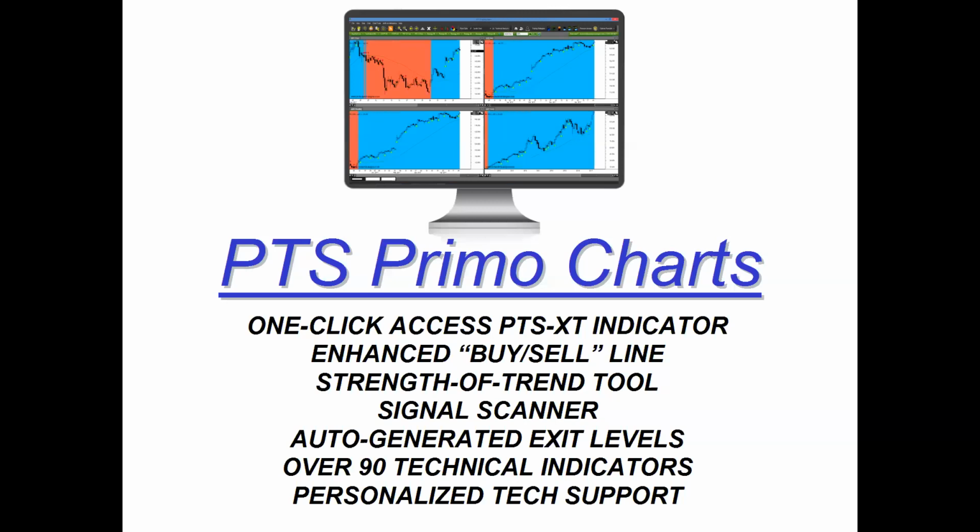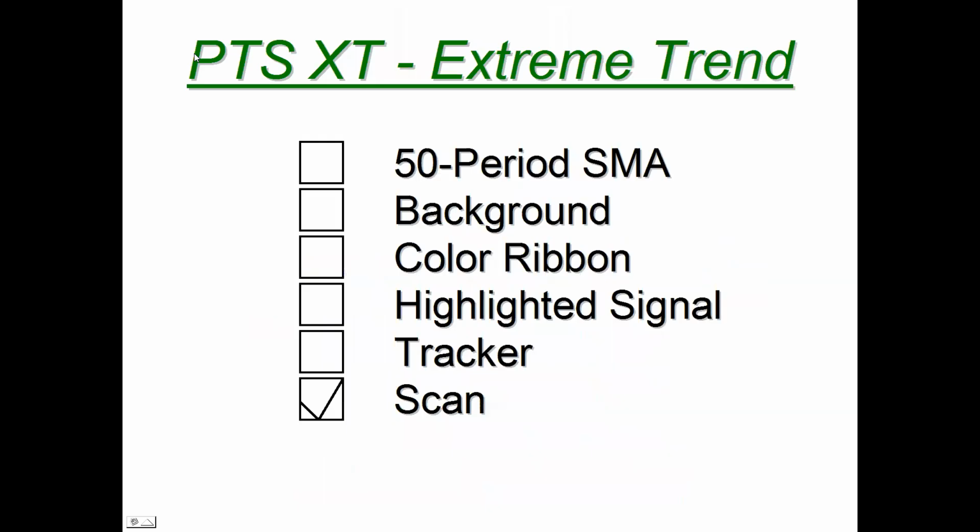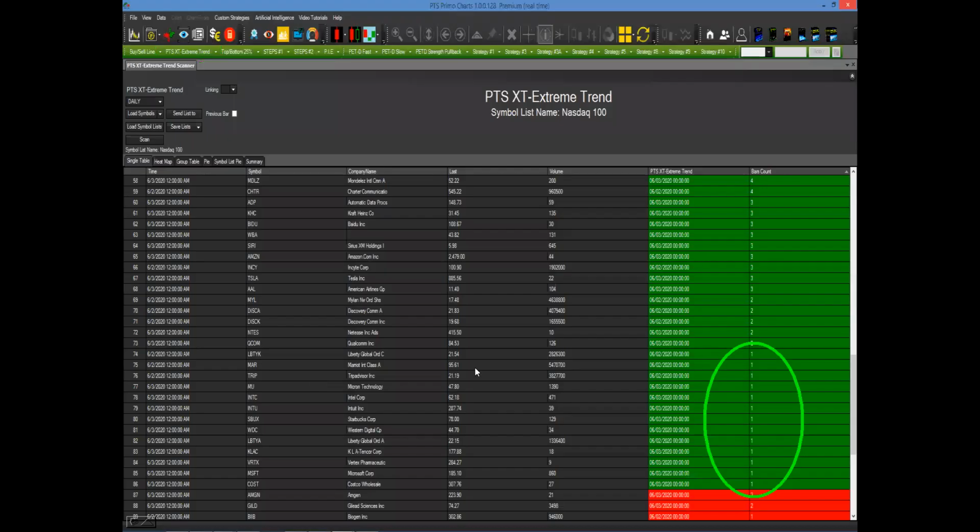Now remember, the signal scanner is something I'm really proud of because it is so simple, as you just saw, and so easy to apply. Let me share with you what you could have done this past week or so if you had our platform and the PTS-XT. Here's a simple example. Once again, on our platform, simply click on the PTS-XT Extreme Trend tab. In the drop-down menu, click on Scan, and you can choose any market, any time frame. Let's just say you chose the NASDAQ. And remember, look for the bar count of 1.